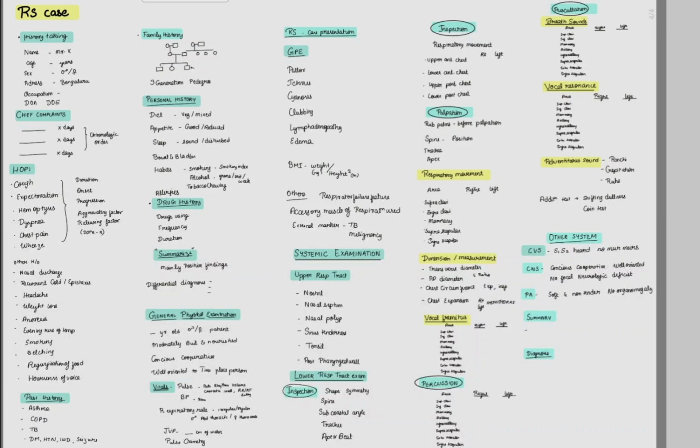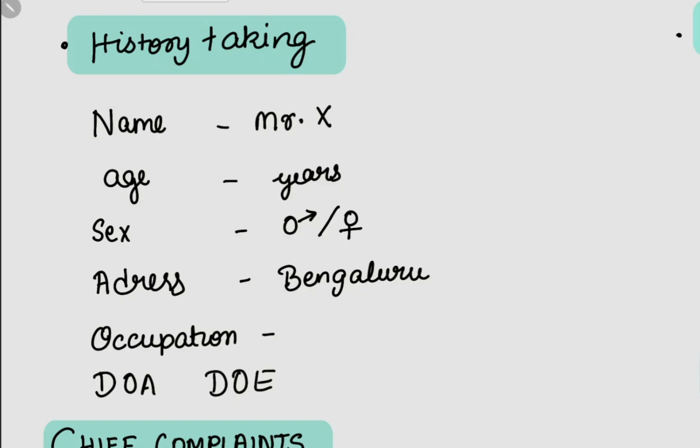And we have specific examination in systemic examination, wherein we examine respiratory movement, dimensions or the measurements of the chest, vocal fremitus. Then we have percussion. Then we have breath sounds, vocal resonance, adventitious sound. So to begin with, RS case, let's start.